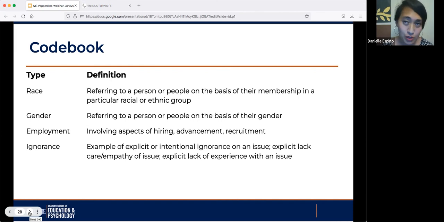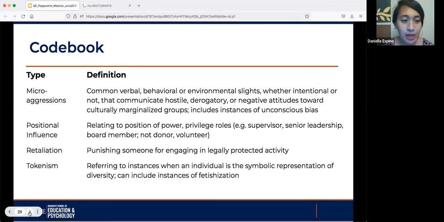There were a lot more constructs that we coded for, but race, gender, employment, and ignorance. I'm going to keep going for time. Microaggressions, positional influence, retaliation, and tokenism. So similar to the process, again, that was described previously, right?